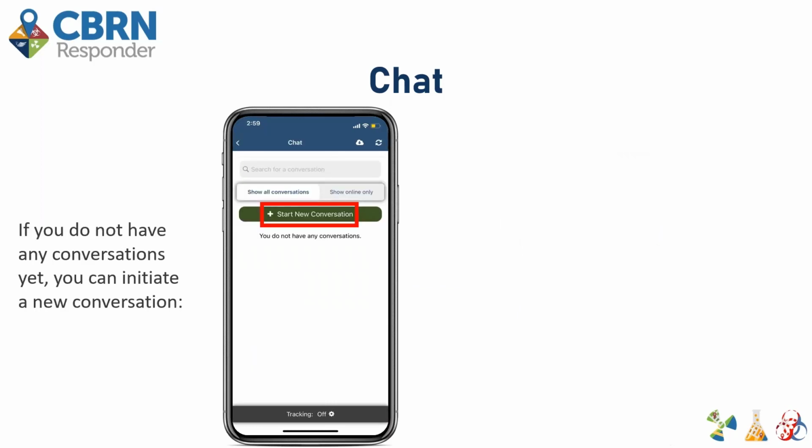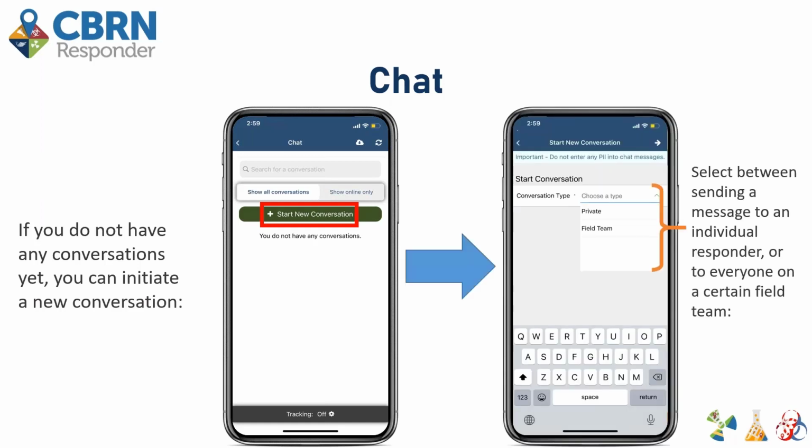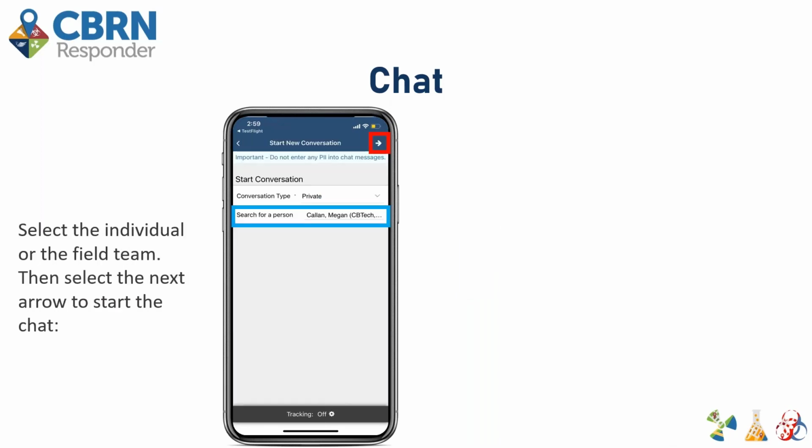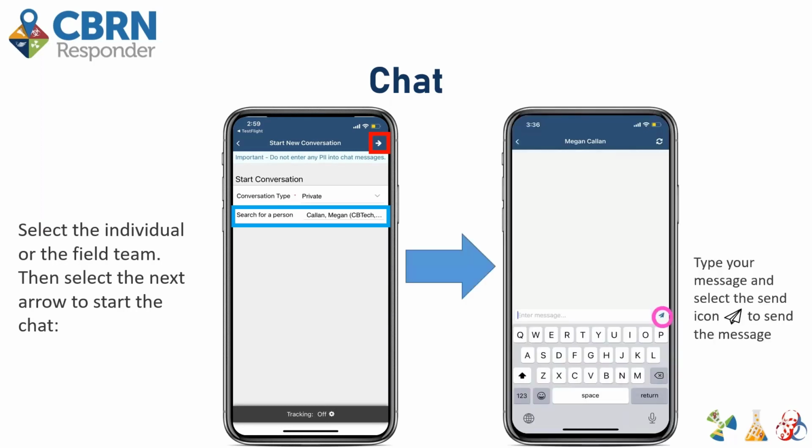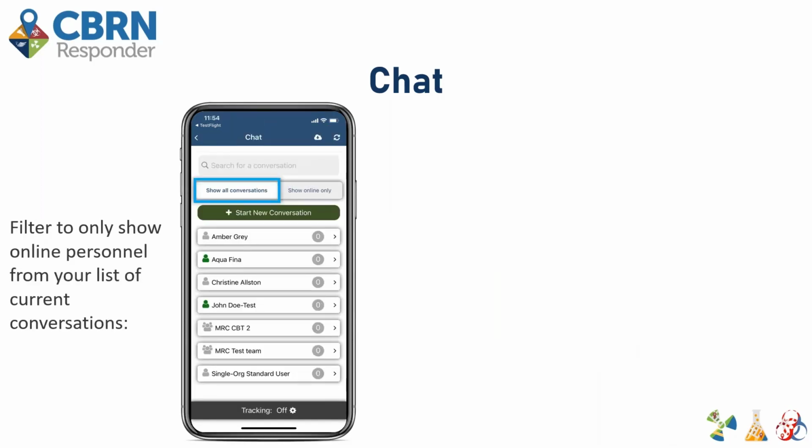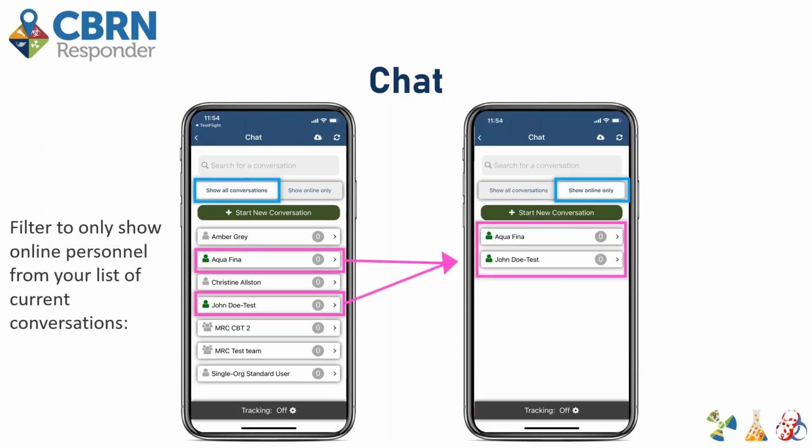If you do not have any conversations yet, you can initiate a new conversation by selecting Start New Conversation. You'll then be brought to the conversation type. You can either message an individual responder or you can message an entire field team. Here, I'm just selecting an individual person and I'm going to select the next arrow to begin the chat. I'll type in my message and then select that send icon to send the message. If I have multiple conversations that have already been in progress, I can choose to filter to show online personnel from my current list of conversations.